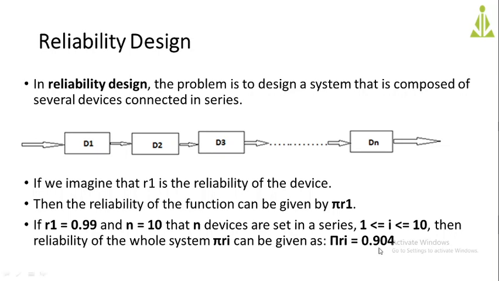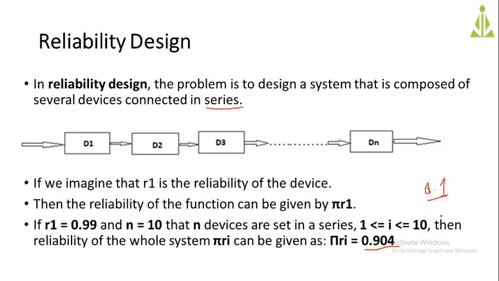So we are losing almost 0.1 of the reliability if we have the devices connected in series. If the devices are connected in series, then how much reliability are we losing? We are losing almost 0.1 of the probability.